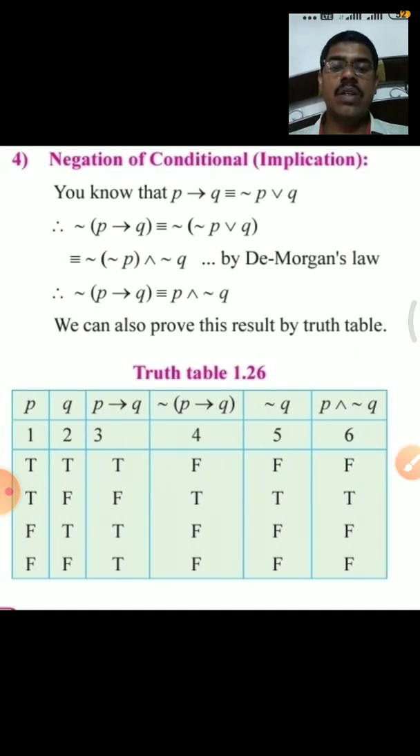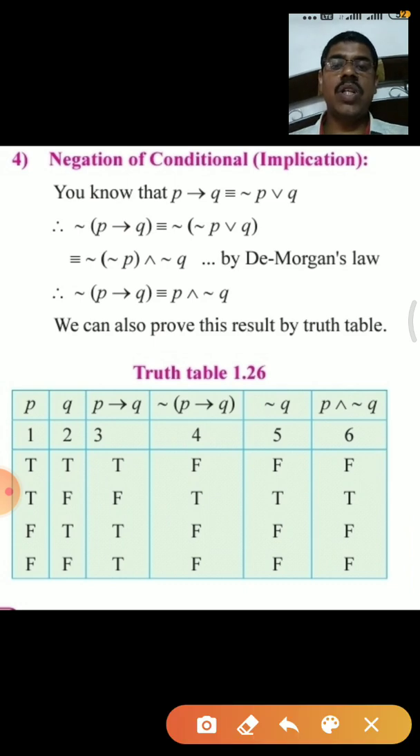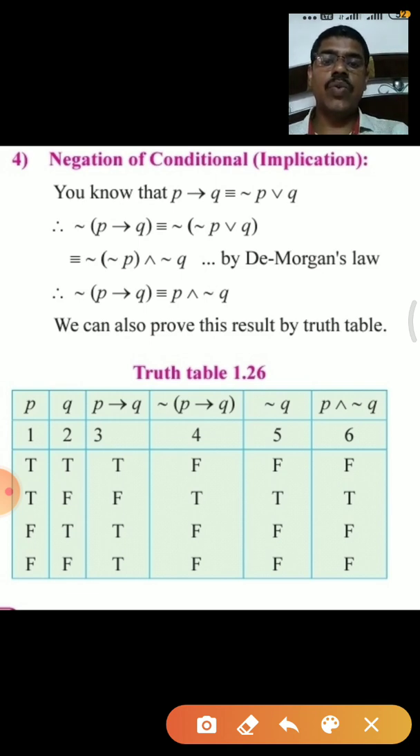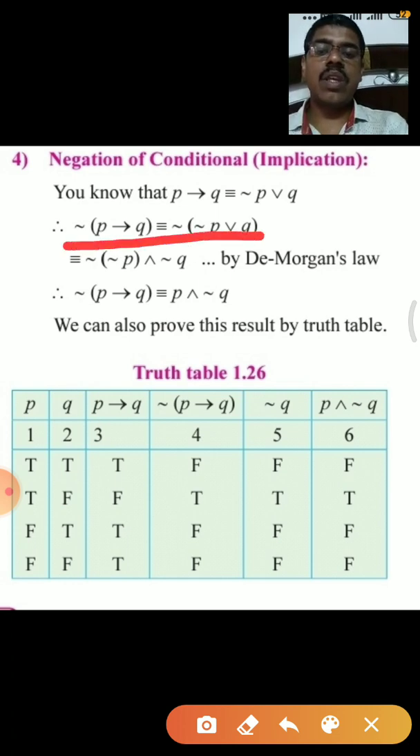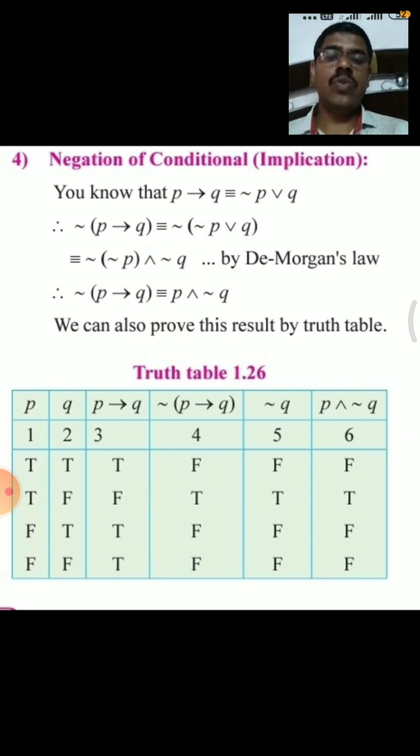Next, negation of conditional, or implication. We solve this by two methods: first, the direct method, other by the truth table. First, see the direct method. P conditional Q is equivalent to negation P or Q. Therefore, negation of P conditional Q is equivalent to negation of the bracket negation P or Q.